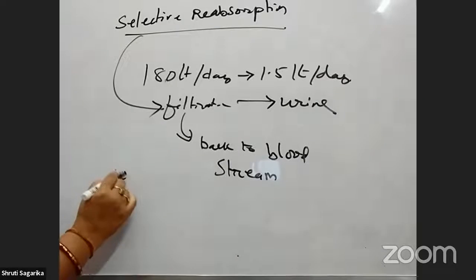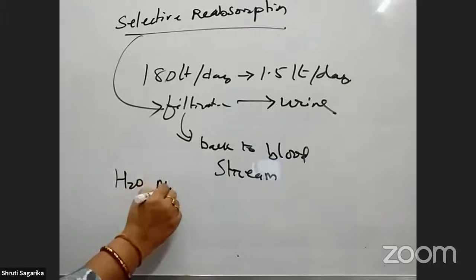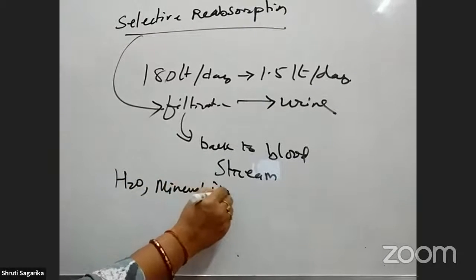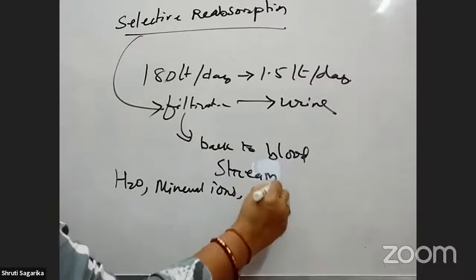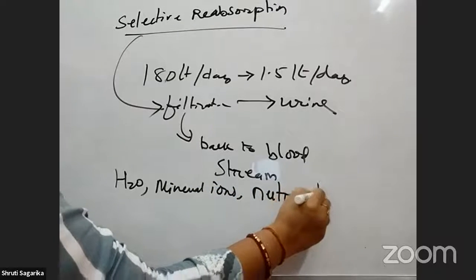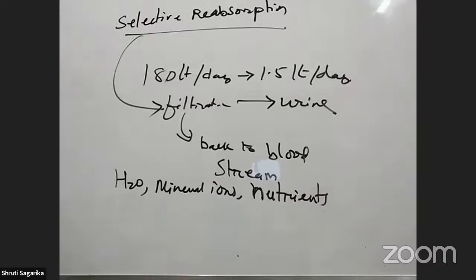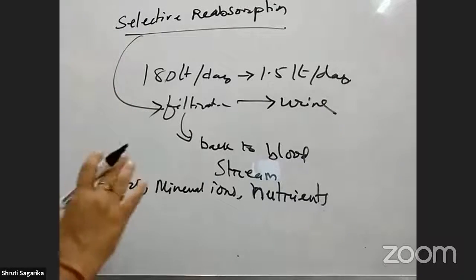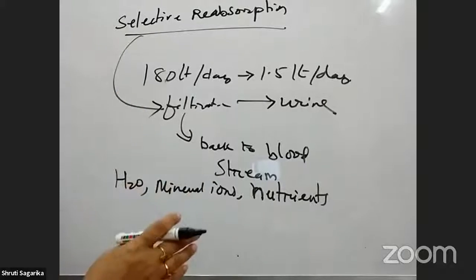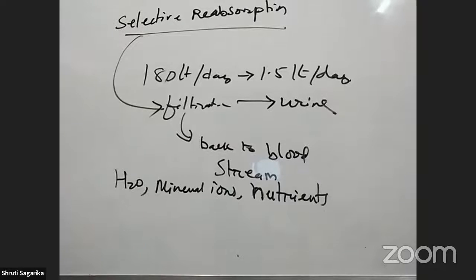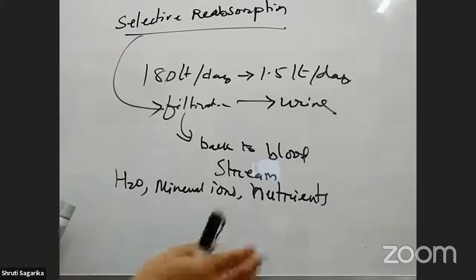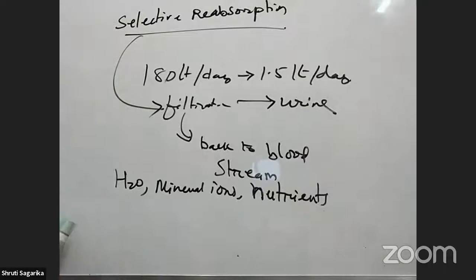So what are the substances? Water, mineral ions, nutrients, and what else goes? Glucose, amino acids, all those things will be going back into the blood. Whereas nitrogenous waste or any other waste substances that have to be removed will be taken into the tubular part, and finally urine will be produced.